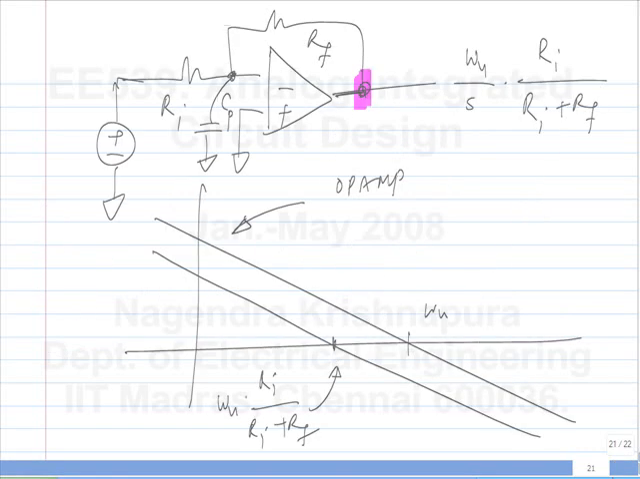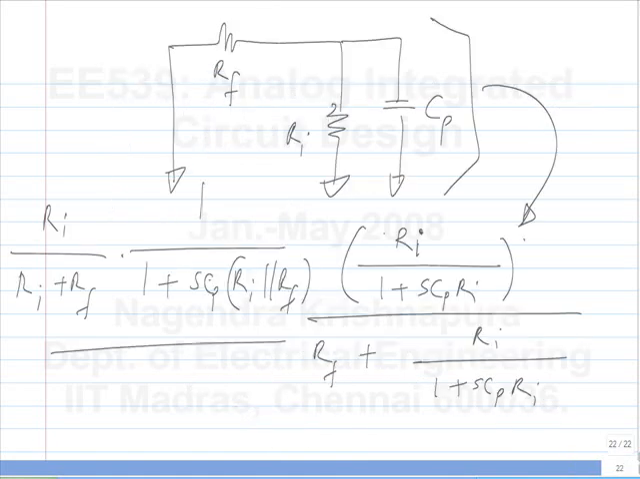Of course, we won't know where that is for a general value of Cp, but if the additional pole happens to be here, you will get ringing, and the closer in it is, the more ringing you will get, and it will go towards instability. Okay. So this is a problem, and this is a very frequently used circuit also.